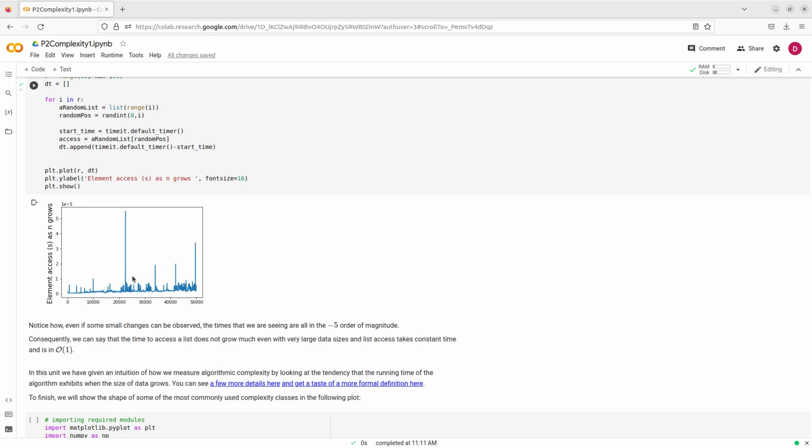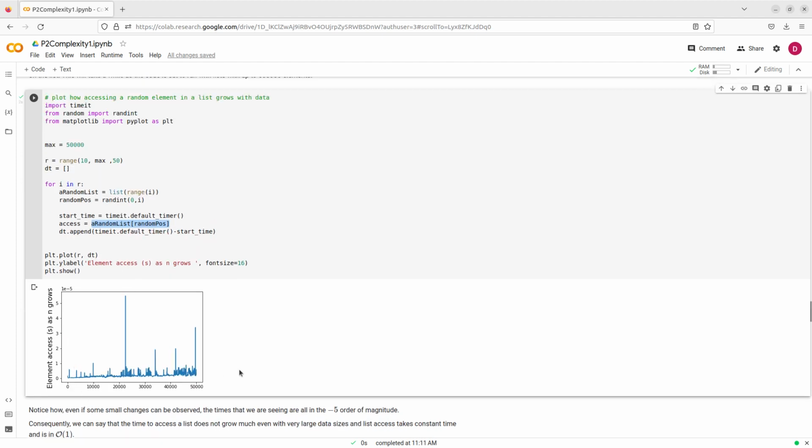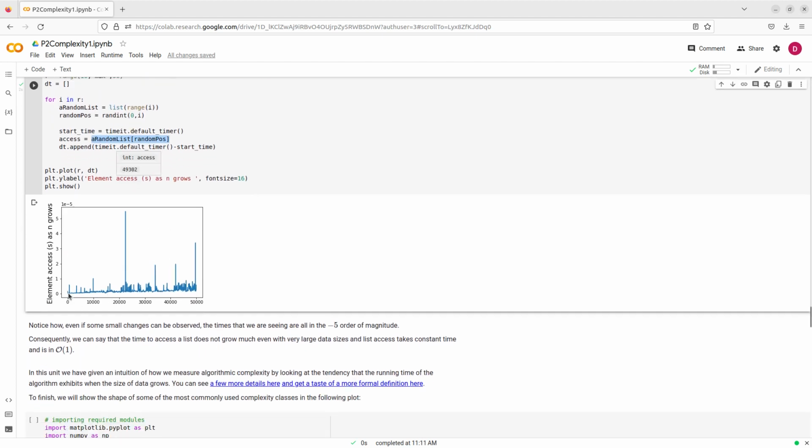And what happens when I access a list of length that grows is basically that it always takes the same time, regardless of the size of data. Okay, so this second class of algorithms don't grow their time when the data size grows.